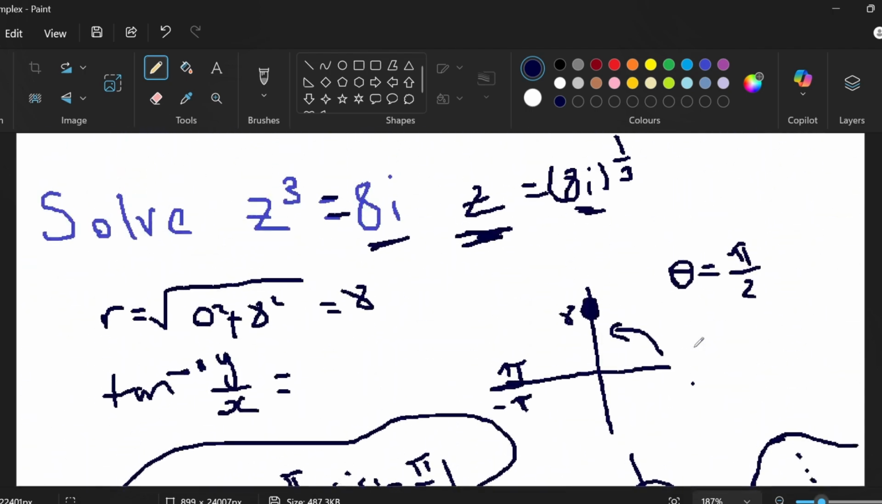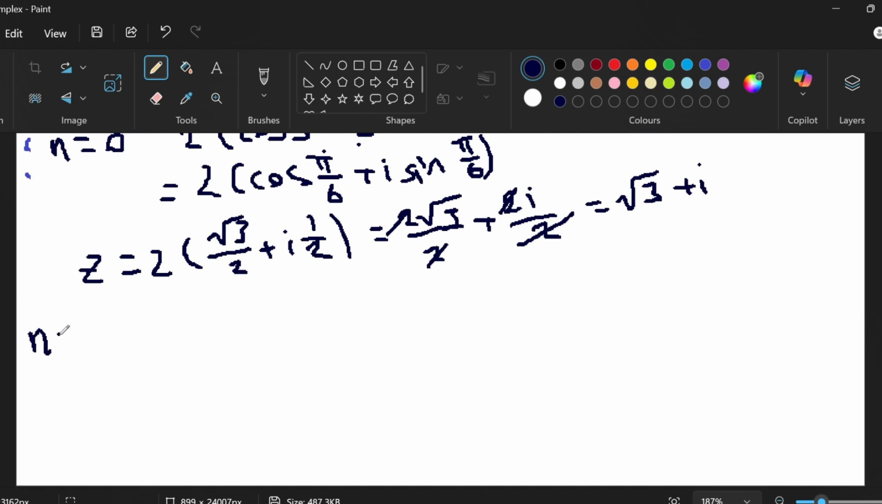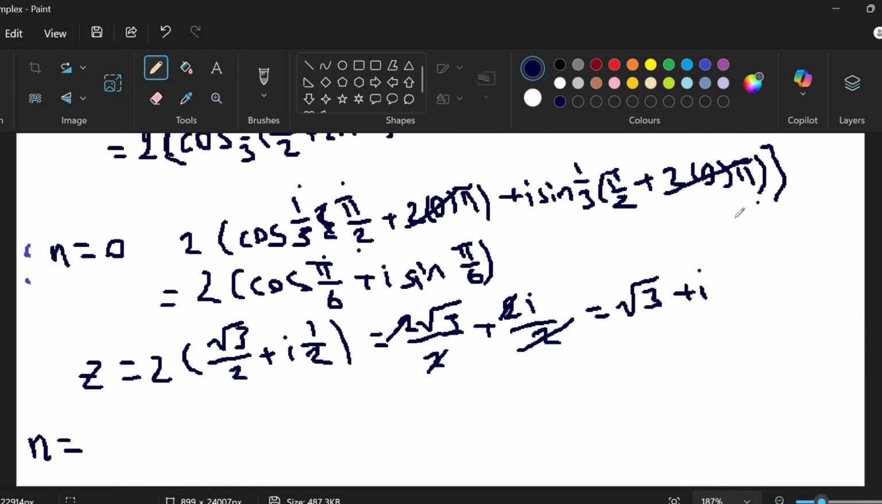But like I said earlier, if n equals 3, then I have 3 roots. So now I'm going to let n equal 1 and solve this general form again.